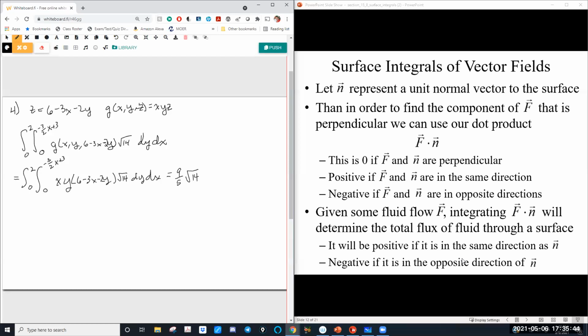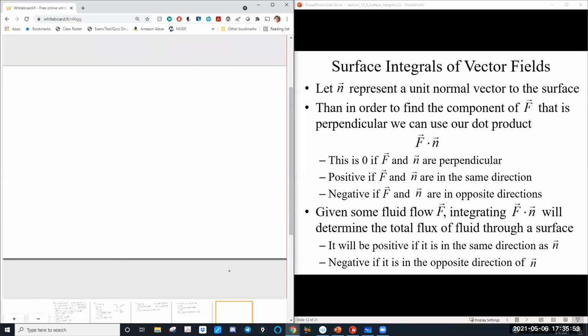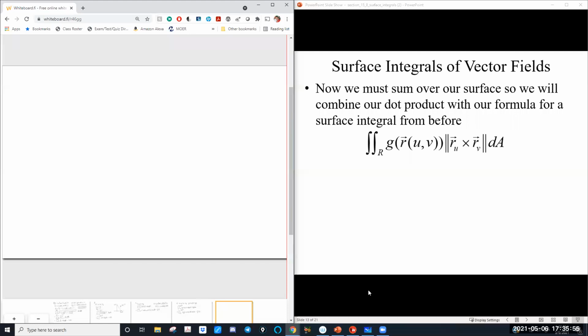All right, so that's what we're going to look at next: surface integrals over vector fields, which would be our flux integrals. Now, I'm going to start with a formula here, but we're going to simplify it a little bit. Basically, we're going to combine our dot product with our formula from the surface integral before. We're going to replace the function with the dot product, because we want to sum up all these pieces over the surface. I think the idea of this formula is pretty clear. This is going to sum up all the pieces of F that are in the direction of n, and then integrate it over the surface.